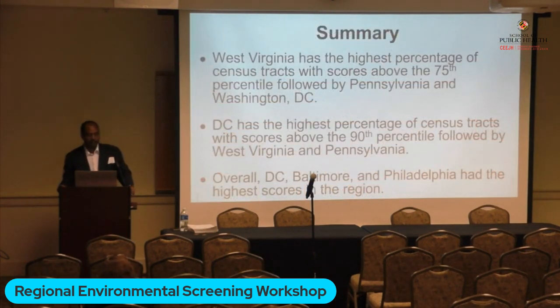So the summary is, West Virginia has the highest percentage of census tracts with scores above the 75th percentile, followed by Pennsylvania and Washington, D.C. D.C. has the highest percentage of census tracts with scores above the 90th percentile, followed by West Virginia and Pennsylvania. Overall, the metropolitan D.C., Baltimore, and Philadelphia areas have the highest scores in the region.